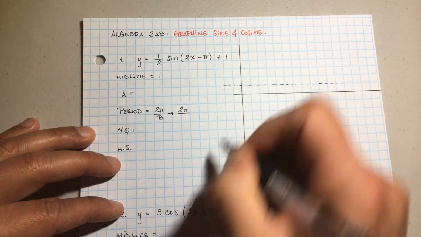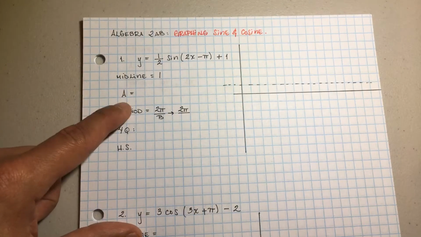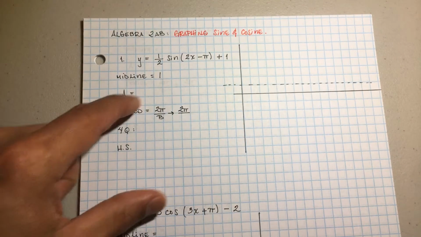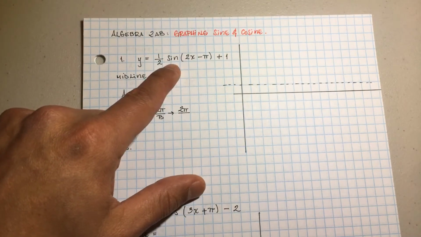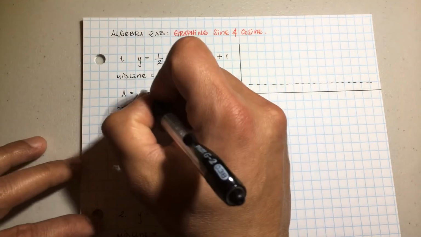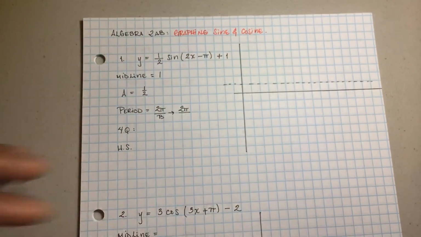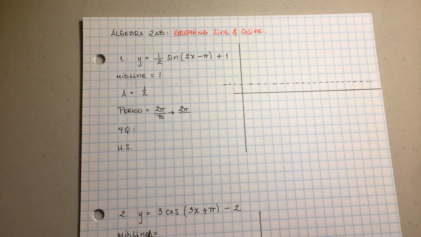Nice and neat. Our amplitude. Our amplitude is going to be the number that is in front of the sine or the cosine. So this guy is 1/2. So our amplitude is 1/2. Not very big, but that's okay.